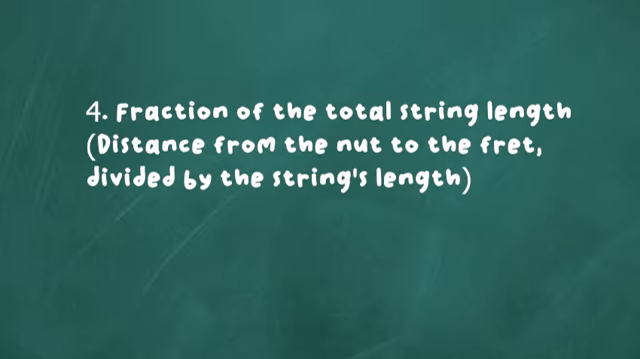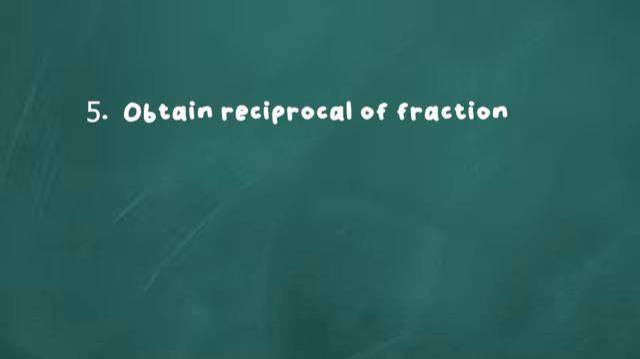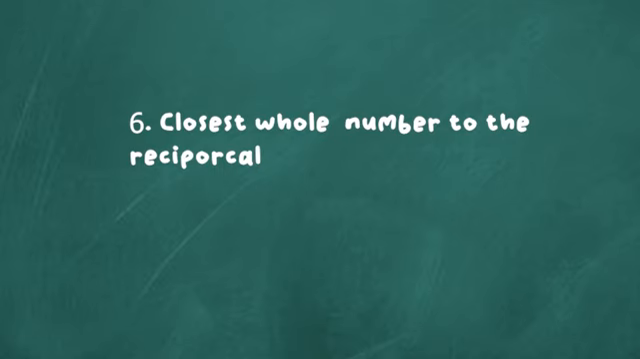Number 4, I would calculate the fraction of the total string length by dividing the distance from the nut to the fret by the string length, and I would enter my calculation on the third column. Number 5, I would obtain the reciprocal of the fraction and put that on a fourth column of the data table. And number 6, I would figure out the closest whole number to the reciprocal to obtain the harmonic number.